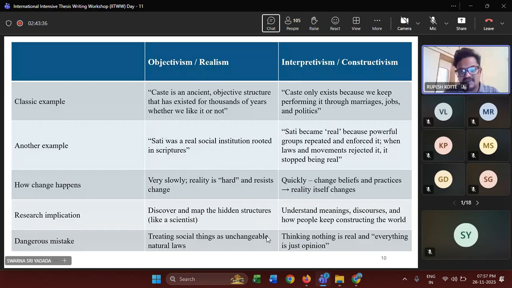But when you interpret it through the constructivist lens, you say that caste only exists because we keep performing it through marriages, jobs, and politics. Another example is sati. Sati was a real institution rooted in scriptures, if we look through the objectivist lens. Through the interpretive lens, sati becomes real because powerful groups repeated and enforced it. When laws and movements rejected it, it stopped being real. Now, how do these changes happen?